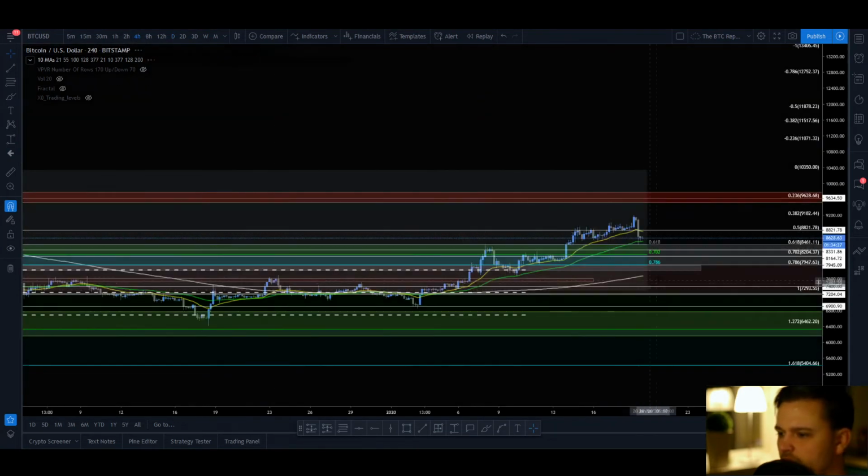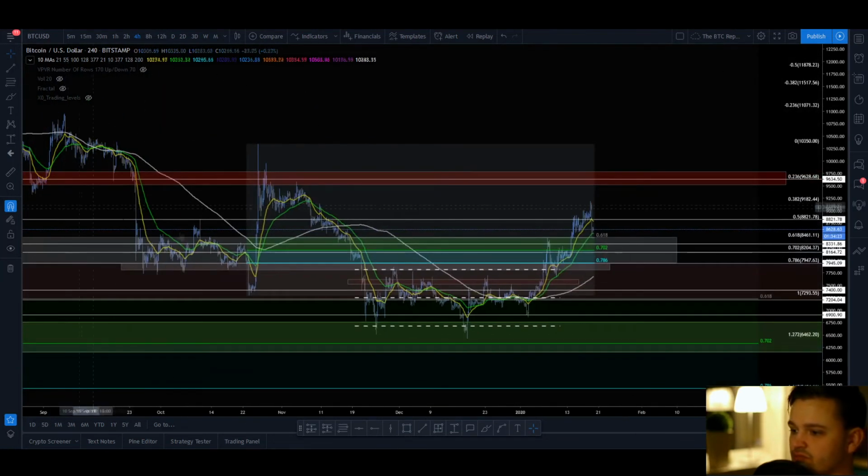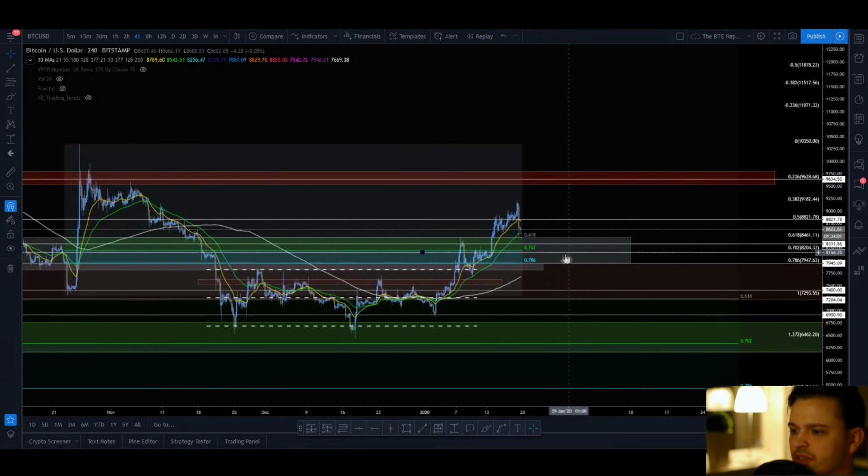Let's look at the 4 hour to see if there's anything interesting here. No, not really. We had this range down here. I got it marked out on the 4 hour. I moved back down into range high. It's already been tested once before. This level, however, hasn't been tested yet.